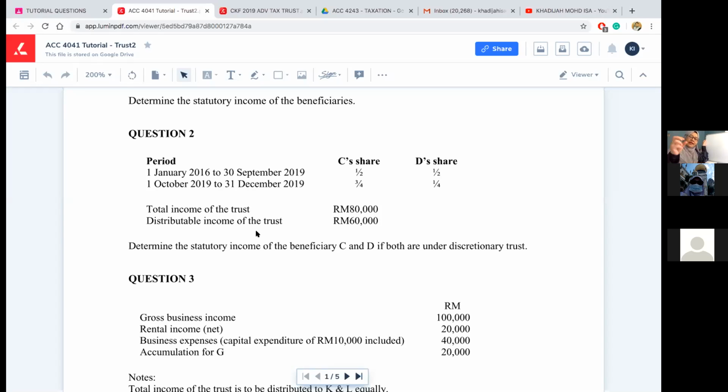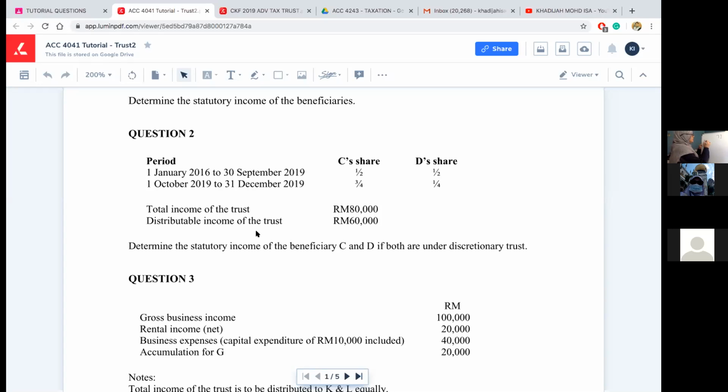Then you get the total income for both periods. In this case, how many beneficiaries? C and D, right? For the 2, C. So now you have total income, you have distributable income. Okay, period 1, I would say period 1.